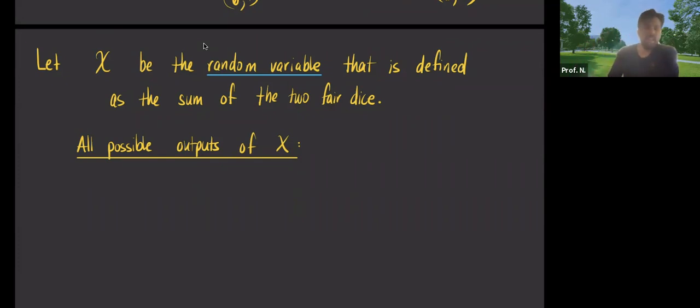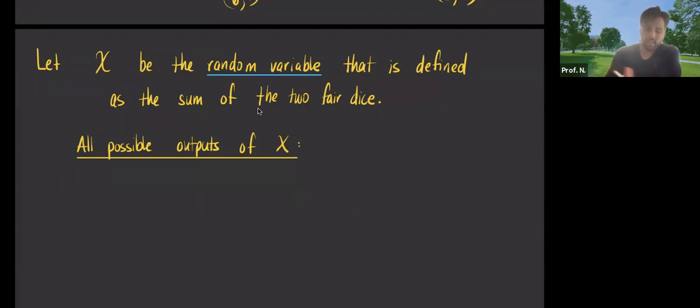So if I define my random variable as a sum of two fair dice, what are the possible outputs? What are the values that this random variable can be? So what are the sums? What are different sums? So 36 is the number of outputs. Very good. So Hijab and Daisy, very good.